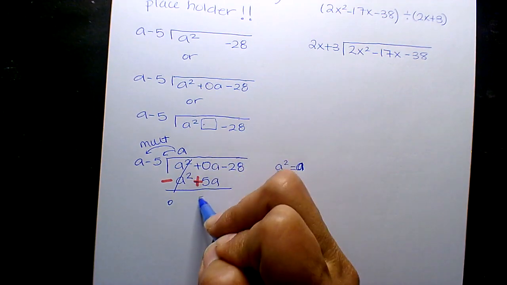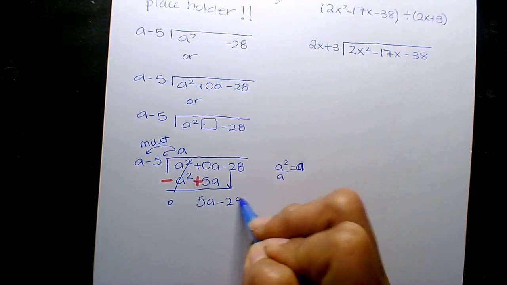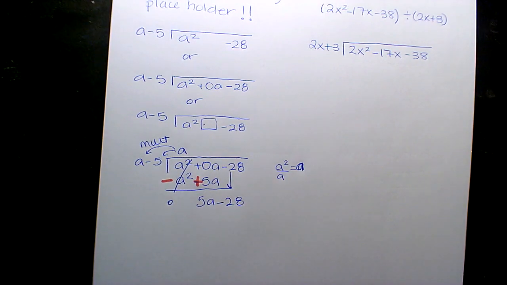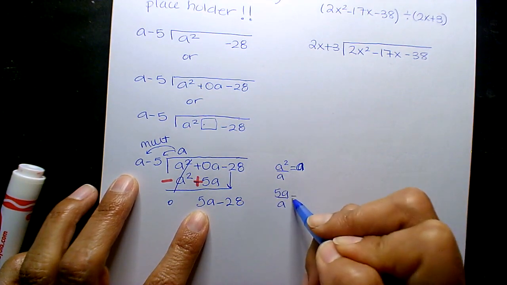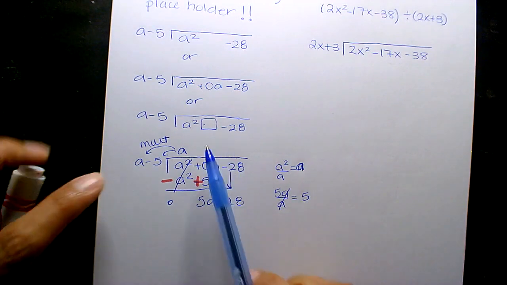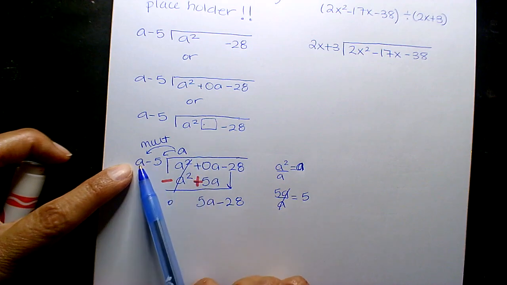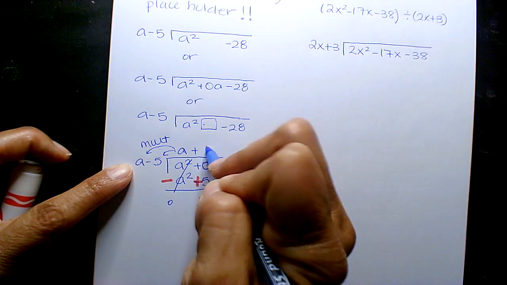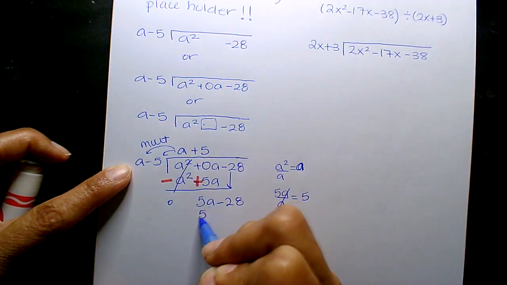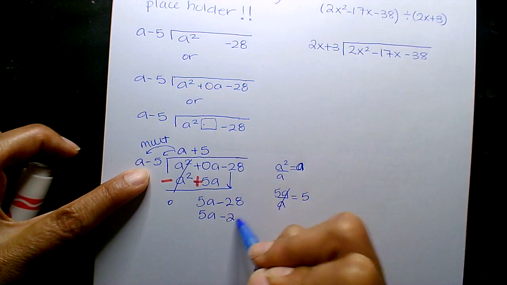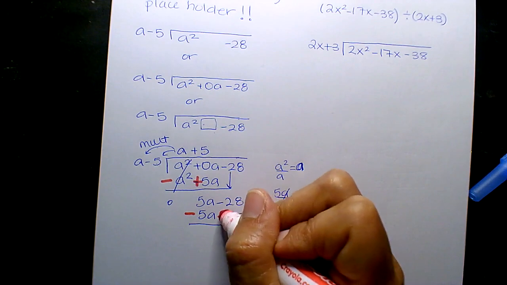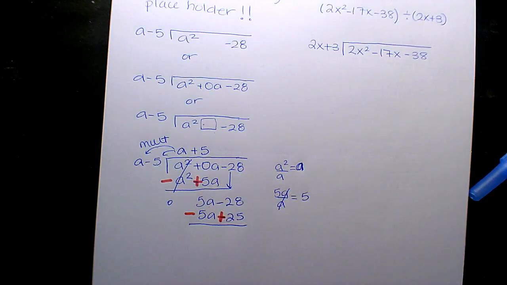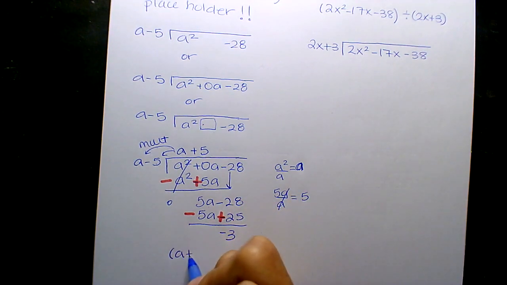Okay, now 5a. Now you bring down the constant negative 28. And so now again, take your two leading terms. What's 5a over a? It's 5. Or you could ask yourself, what do I need to multiply times a to get 5a? You need 5. So 5 times a, 5a. 5 times negative 5, negative 25. But you come in with the red marker, you subtract, you change the negative 25 to a positive 25, and now I get negative 3, so that's my remainder.